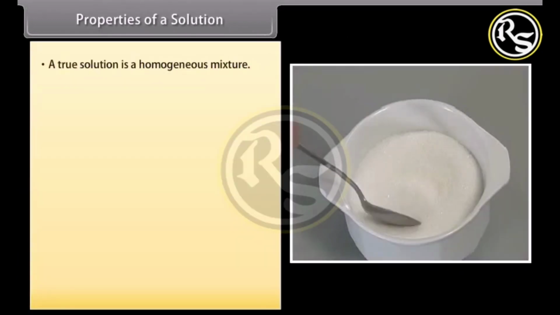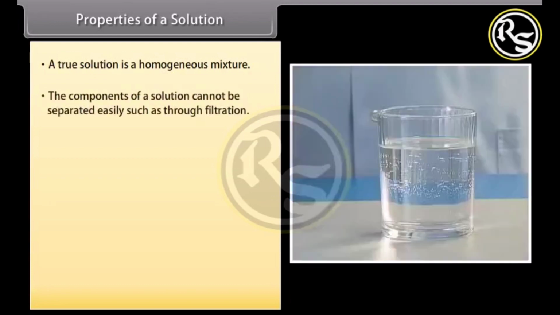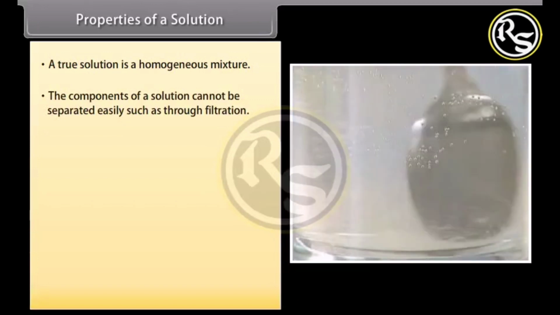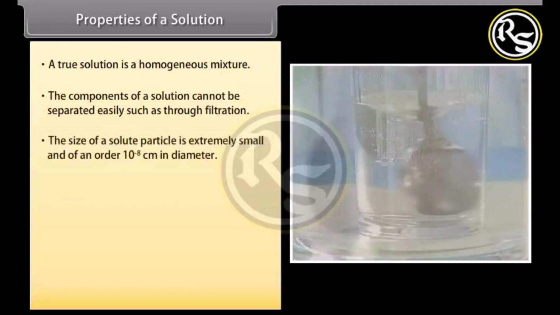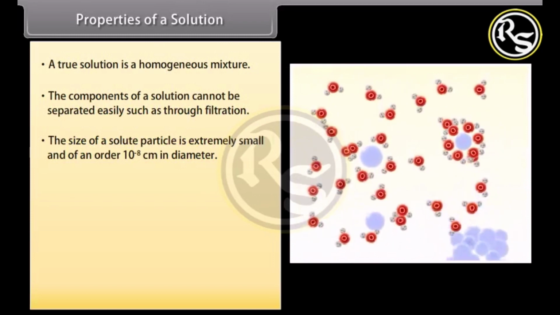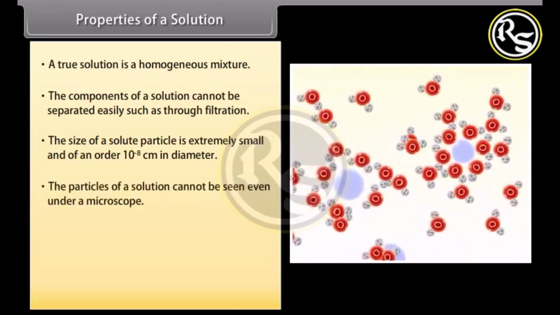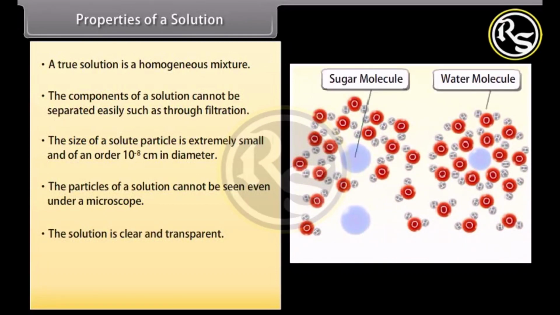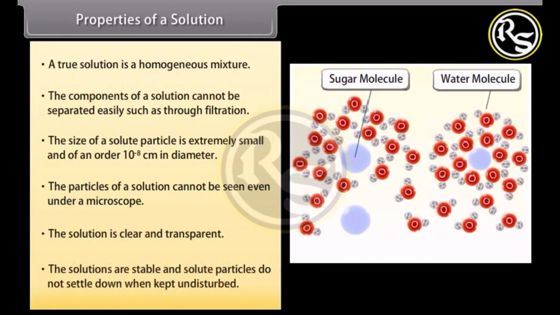Properties of a solution. A true solution is a homogeneous mixture. The components of a solution cannot be separated easily, such as through filtration. The size of a solute particle is extremely small and of an order 10 raised to the power minus 8 cm in diameter. The particles of a solution cannot be seen even under a microscope. The solution is clear and transparent. The solutions are stable and solute particles do not settle down when kept undisturbed.